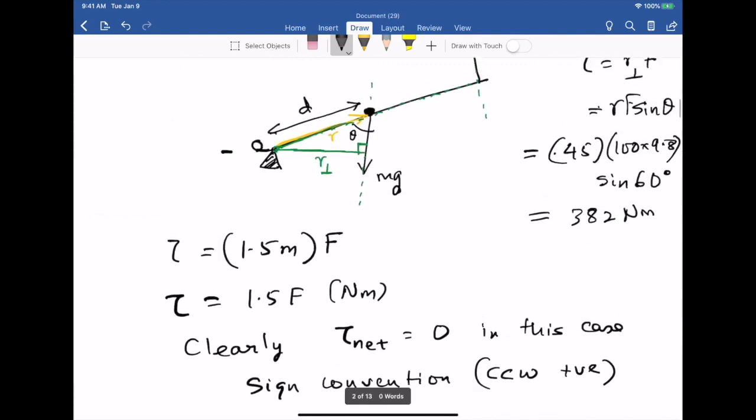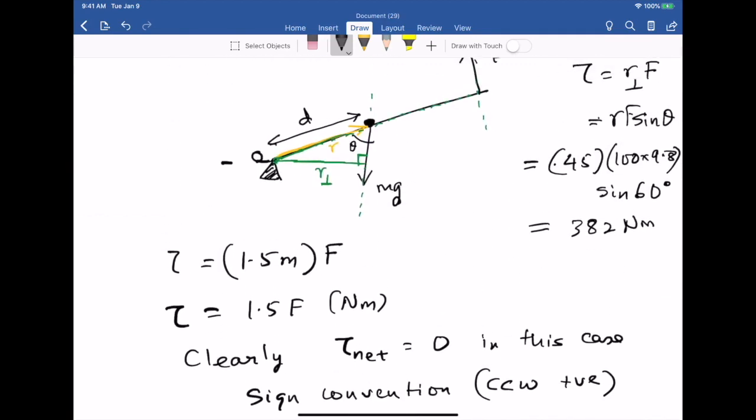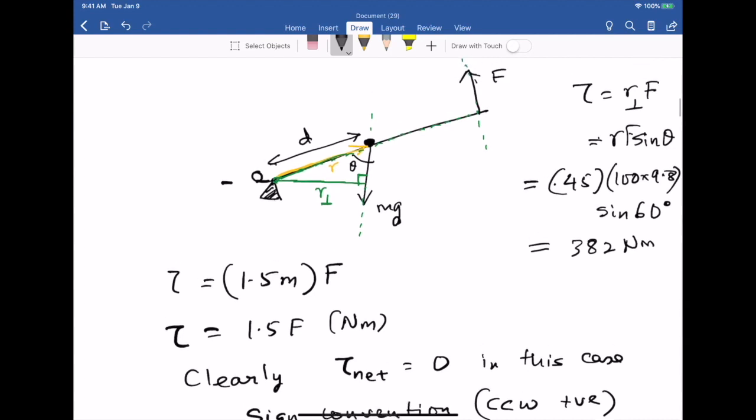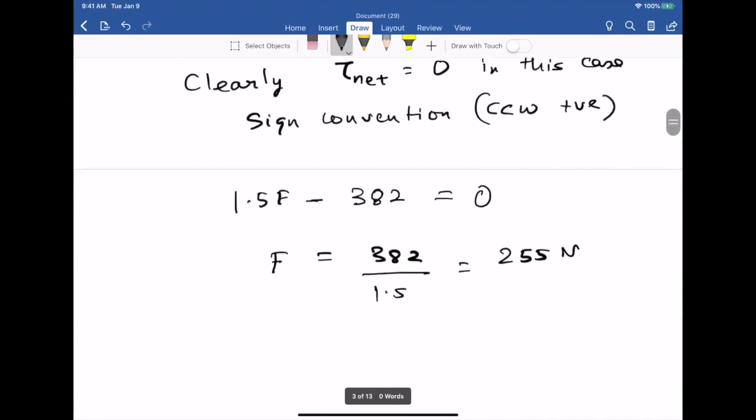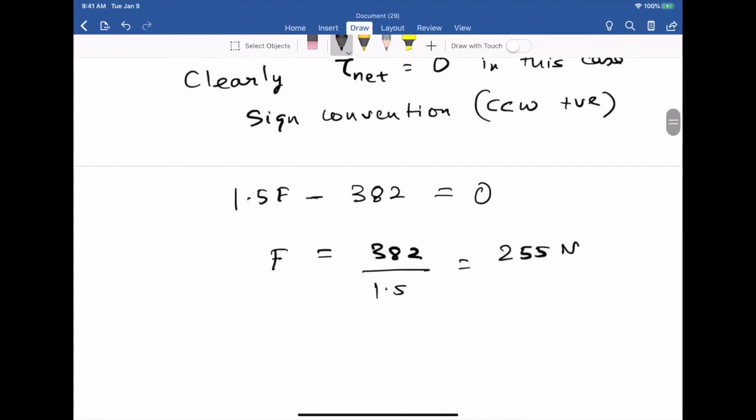Now, there is something interesting over here. What was the weight of the object? The mass was 100 kgs. So the weight of the object, if you multiply 100 by 9.8, is almost 1000 newtons. However, with this arrangement, you can get away with just exerting a force of 255 newtons, almost a quarter of the weight of the object. And that's enough to lift up or keep the load in equilibrium, right?